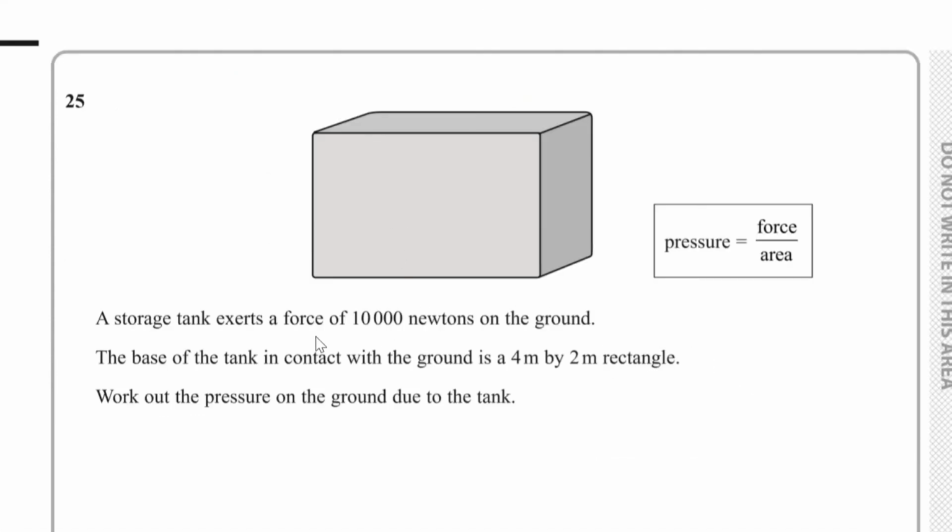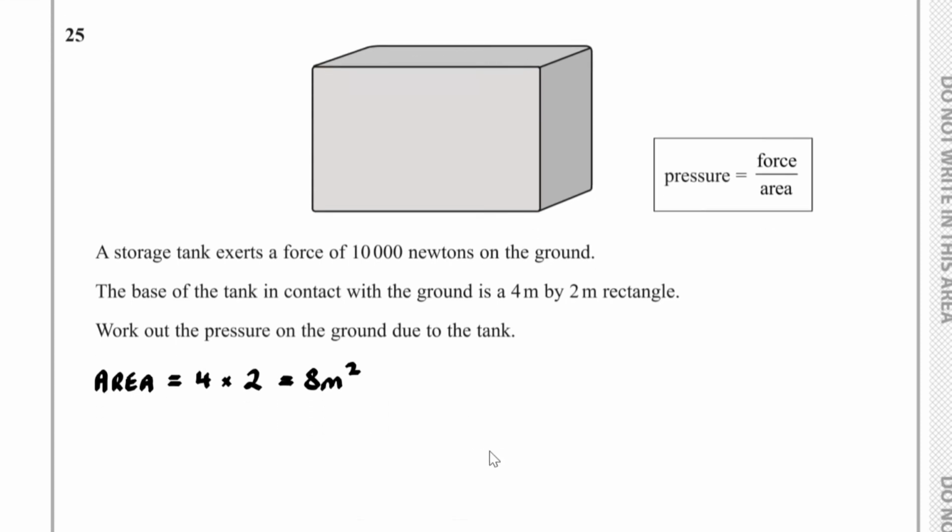Question number 25. A storage tank exerts a force of 10,000 newtons on the ground. The base of the tank in contact with the ground is a 4 meter by a 2 meter rectangle. We have to work out the pressure on the ground due to the tank. Pressure is force over area. The first thing we need to work out is the area. The area is equal to 4 times by 2. So the area of the tank is 8 meters squared.